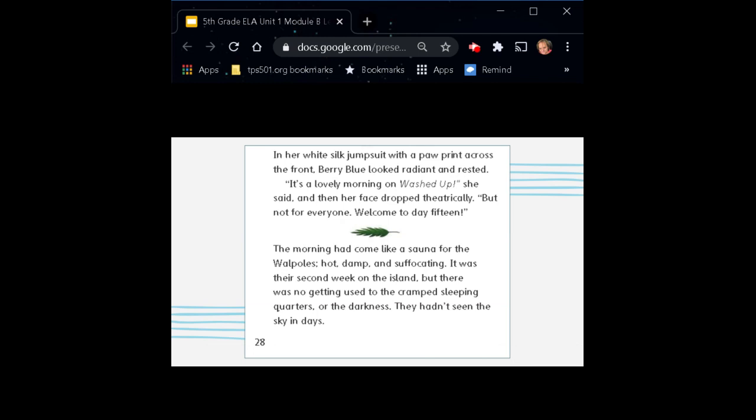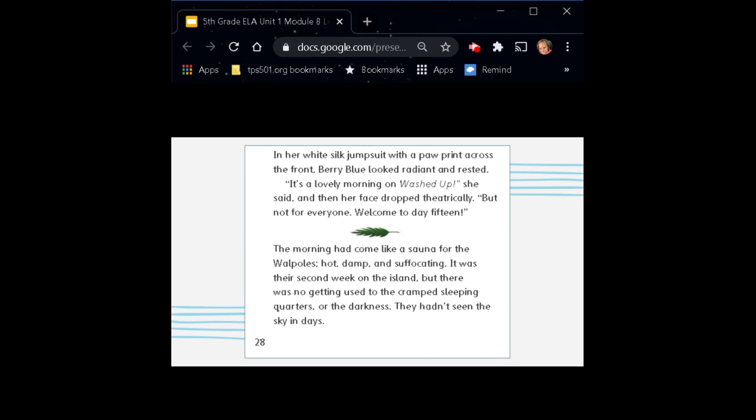In her white silk jumpsuit with a paw print across the front, Barry Blue looked radiant and rested. "It's a lovely morning on Washed Up," she said, and then her face dropped theatrically. "But not for everyone. Welcome to day 15." The morning had come like a sauna for the Walpoles, hot, damp, and suffocating. It was their second week on the island, but there was no getting used to the cramped sleeping quarters or the darkness. They hadn't seen the sky in days.